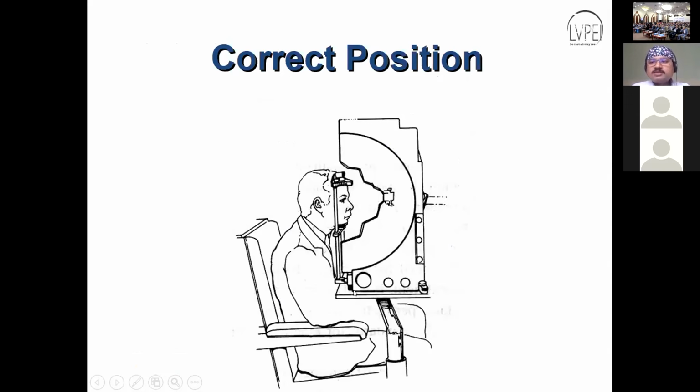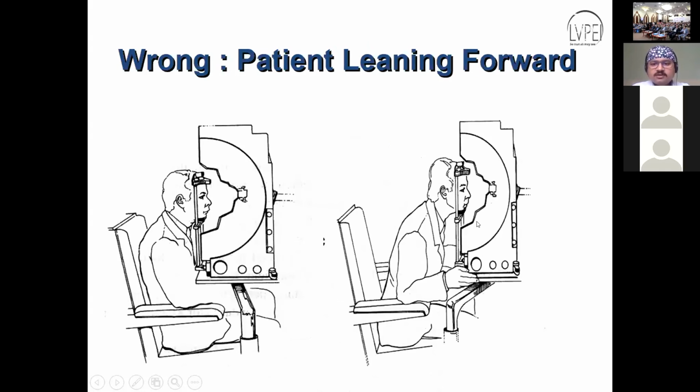Now here we will be discussing the different positions of the patient while performing the test. Here is a cartoon which gives information on the normal or correct position of the patient. Coming to the further slide, we see here the patient leaning forward. This is not a correct position because it provides poor ergonomics for the patient to perform the test, and this can make the patient tired and the concentration of the patient will not be better on the test.